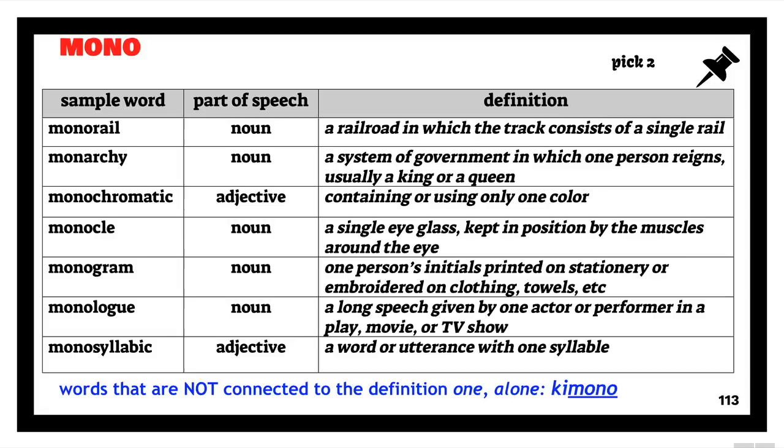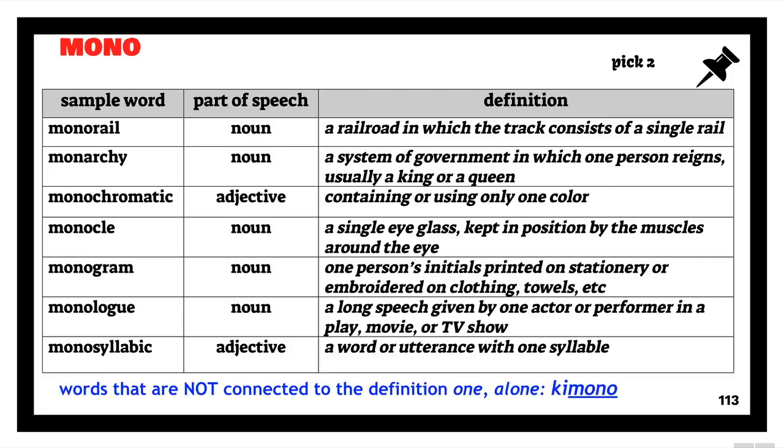After I've gone through the examples, make sure to pause the video and pick 2 more that will help you remember what the stem mono means. Here are some more examples. Monorail, monarchy, monochromatic, which is an adjective containing or using only one color, monocle, monogram, monologue, which is a noun.